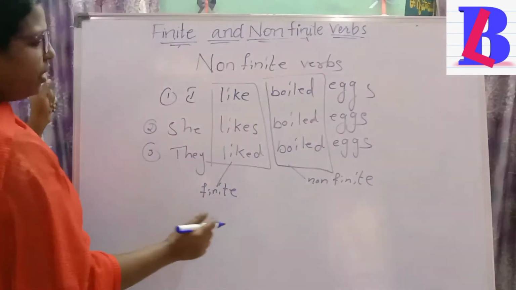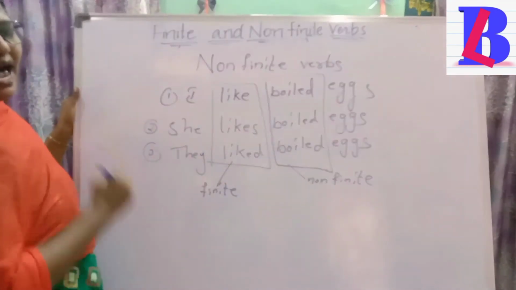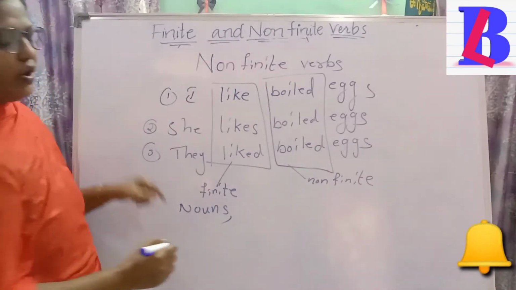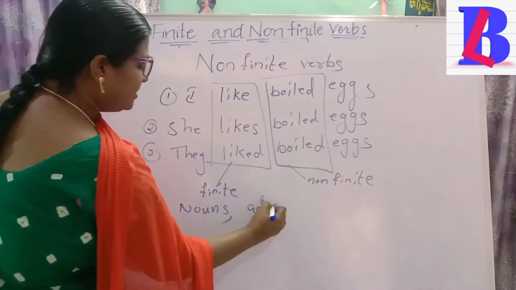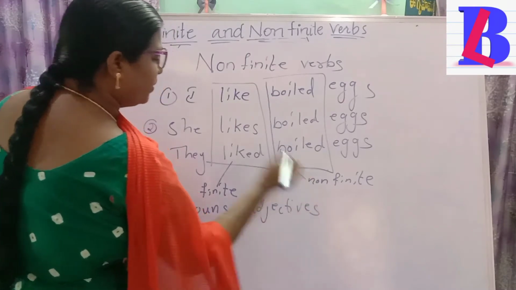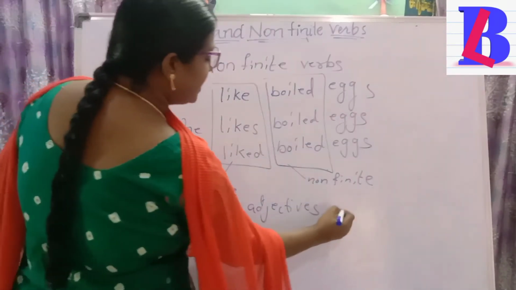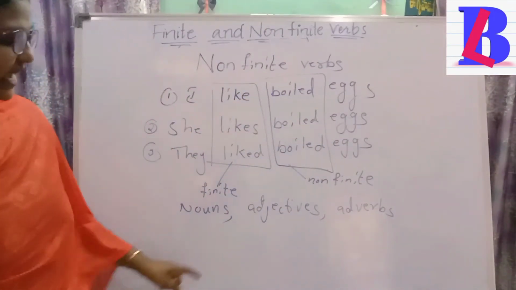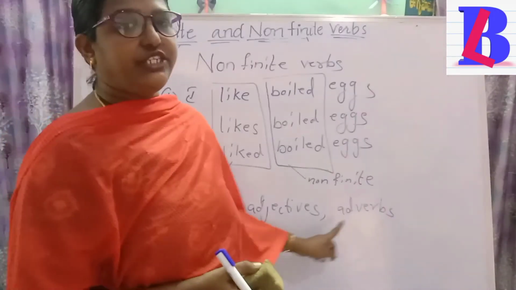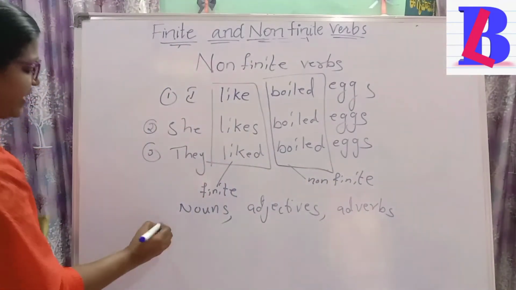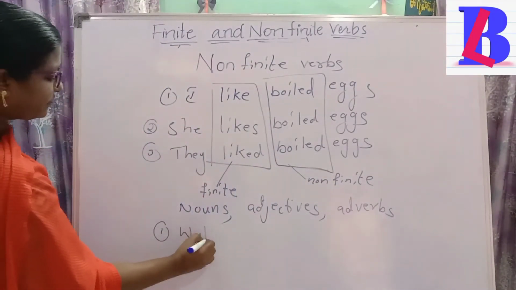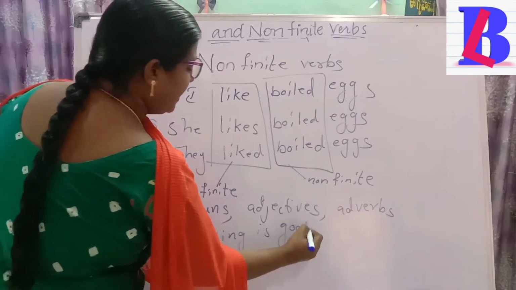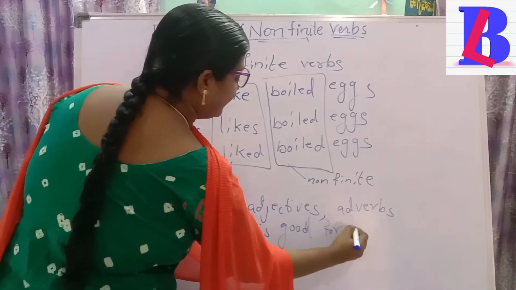Non-finite verbs also act as nouns. Non-finite verbs also act as adjectives. Non-finite verbs also act as adverbs. Let us now see some examples of how they act as nouns, adjectives and adverbs. For example, walking. Walking is good for health.